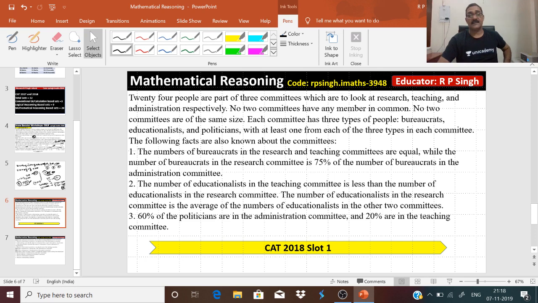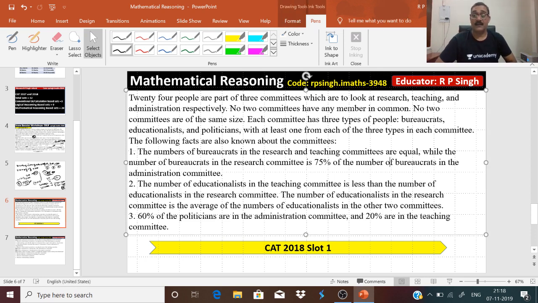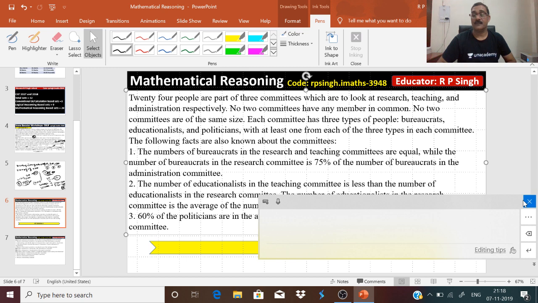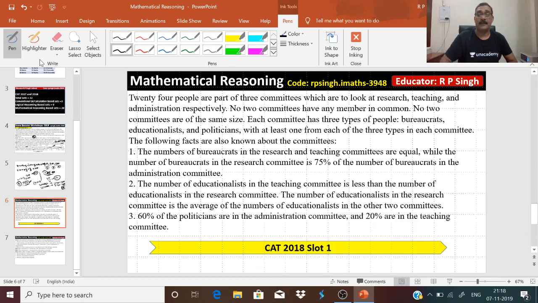The number of bureaucrats in the research and teaching committees are equal. They are equal. And the number of bureaucrats in the research committee is 75% of the bureaucrats in the administrative committee, meaning 3/4. So if I take the administrative committee as 4x, then research will be 3x, and because they are same, teaching is also 3x. Why am I taking 4x? Because taking 75% will be easy, the value will be an integer.